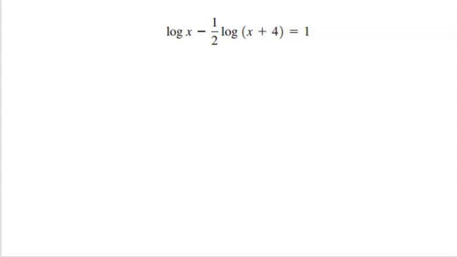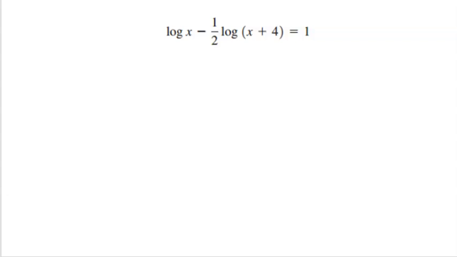So here's the first one. Log of x minus 1/2 log of x plus 4 equals 1. So we can't utilize the definition of a log where we change a log equation into an exponential equation until we have a single log. So I need to use my properties to take these two logs and combine them together.